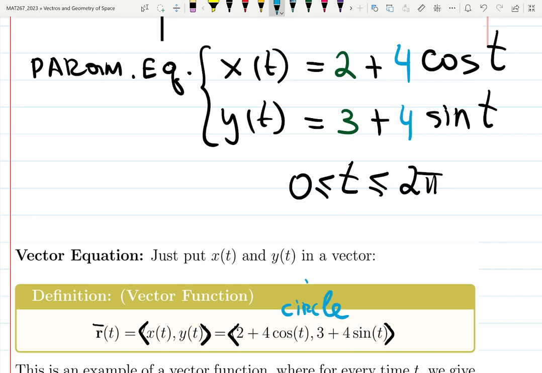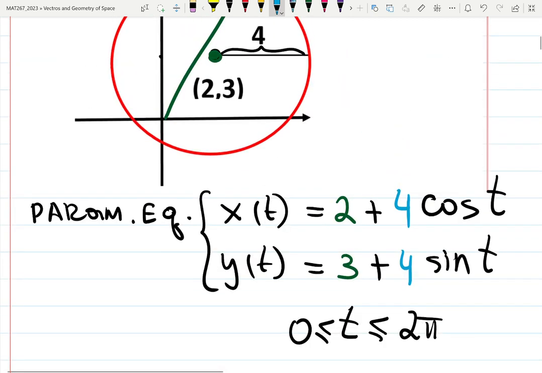When t starts at 0 and finishes at 2 pi, and actually it keeps going as a circle, but at least one circle rotation is from 0 to 2 pi. So this function describes a circle. Very interesting. This is an example of a vector function, where for every time t, in this case an angle, we give you a vector r. So all the vectors will be different, right?